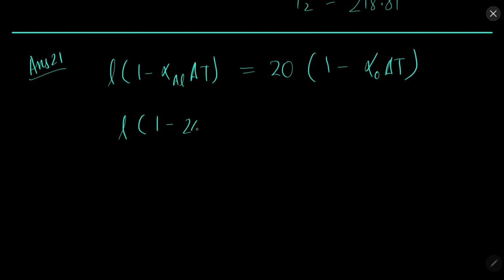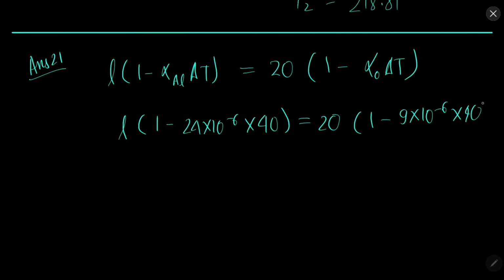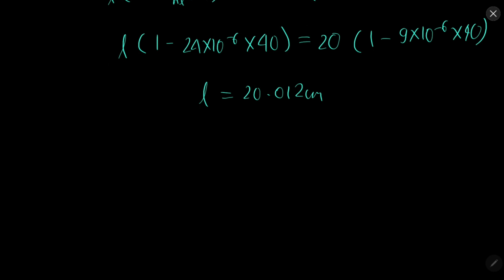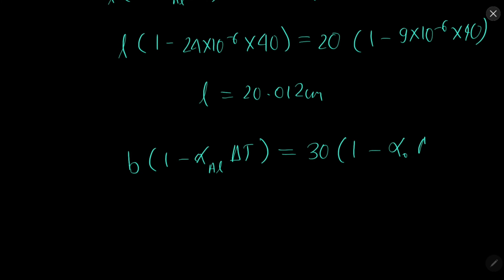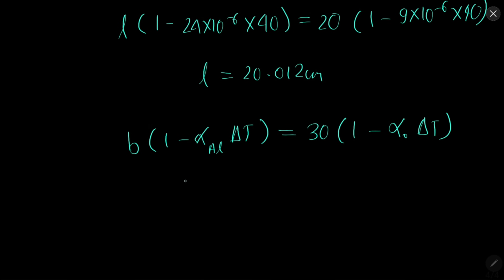So L into 1 minus 24 into 10 to the power minus 6 into 40 equal to 21 into 1 minus 9 into 10 to the power minus 6 into 40. So L will come out to be 20.012 centimeter. Let initial length be B. So now in this scenario we will find B to be equal to 30.018 centimeter.